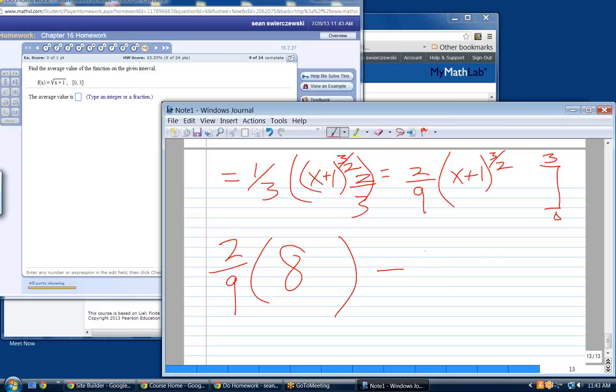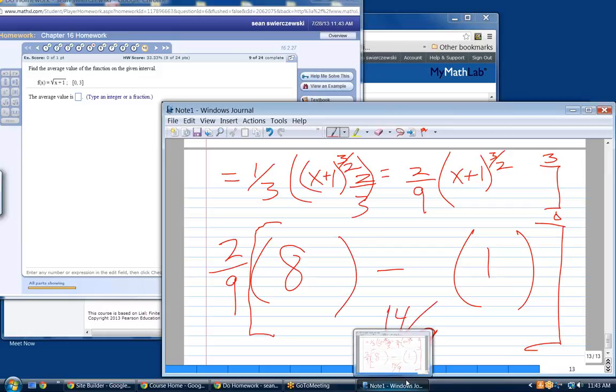Minus. Now, I don't need to rewrite that 2/9. All I need to do is put brackets around the whole thing, like this. And that would just be 1, right? Yes. So now it's 2/9 times 7, or 14/9 is the average value.